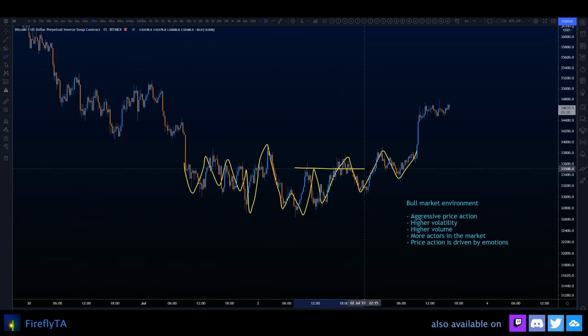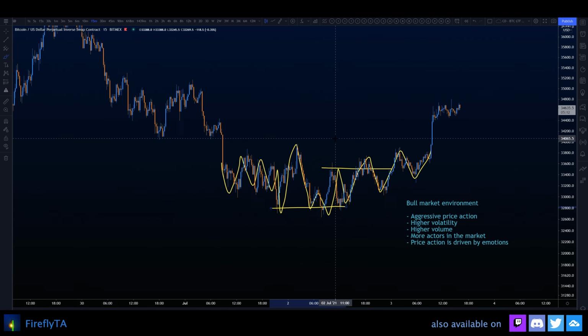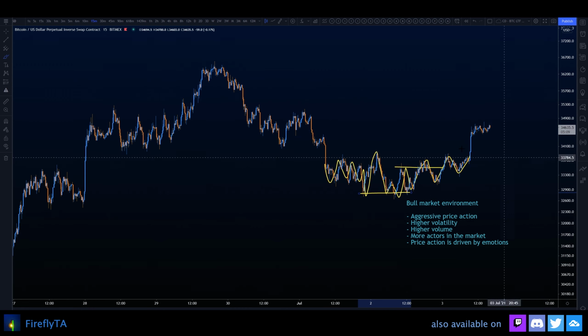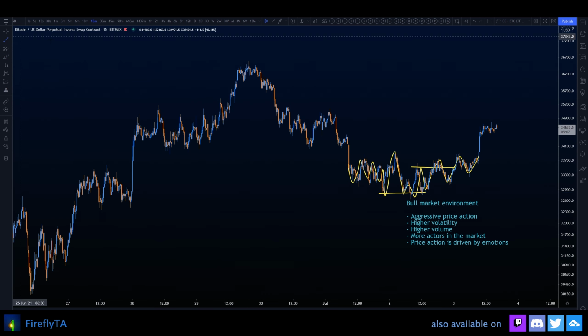And support and resistance like this high or this low, you see they don't have that much of a meaning anymore. They are not reliable anymore. So you have to expect on the lower time frames a lot of support and resistance to get violated and fail to hold. And we see a lot of failed breakouts in bull market environments.